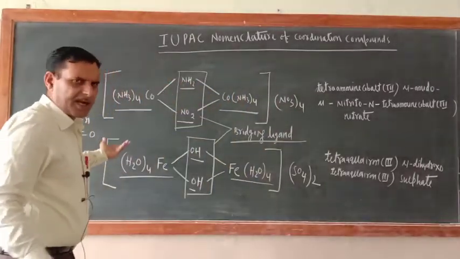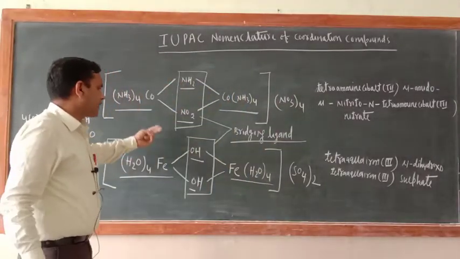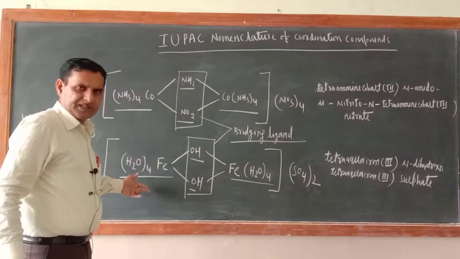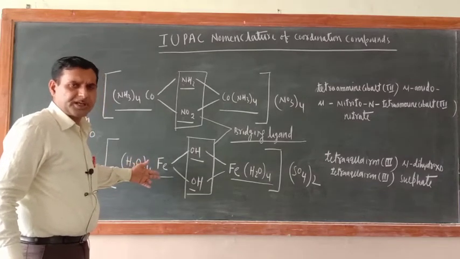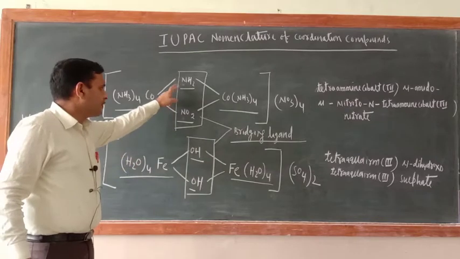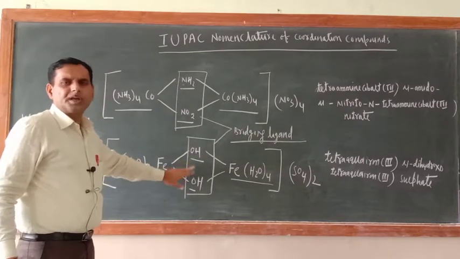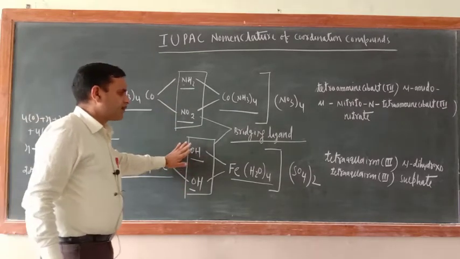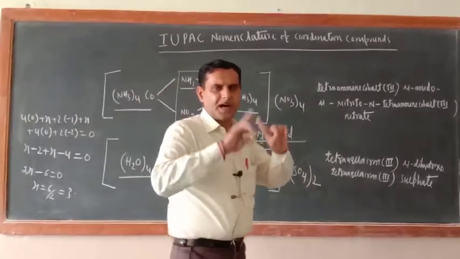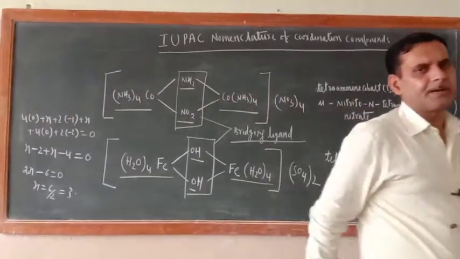So they are easy, no problem at all. Only two things are there. First, you calculate the oxidation number of both central metal atoms or ions, and the word mu should be added before the name of the bridging ligand. So in this way IUPAC nomenclature is completely done.